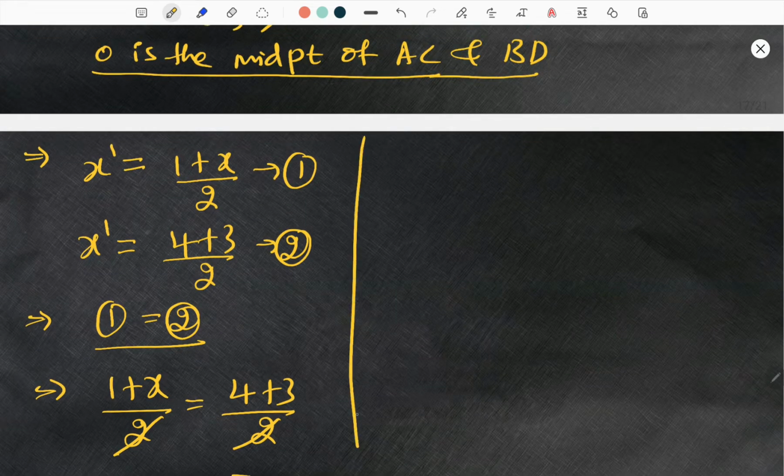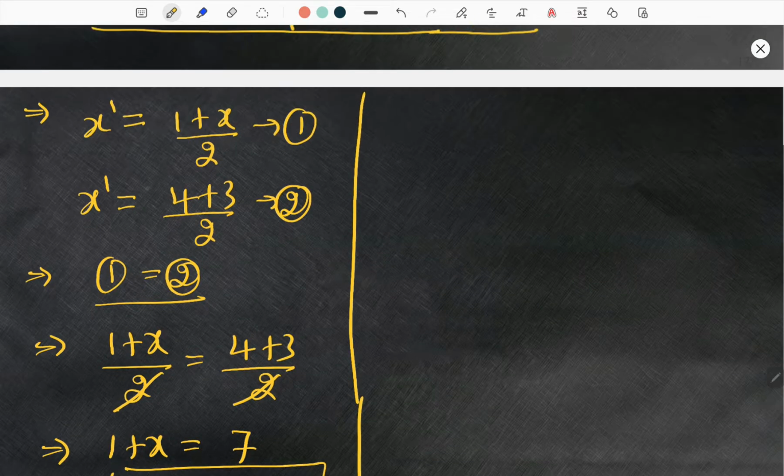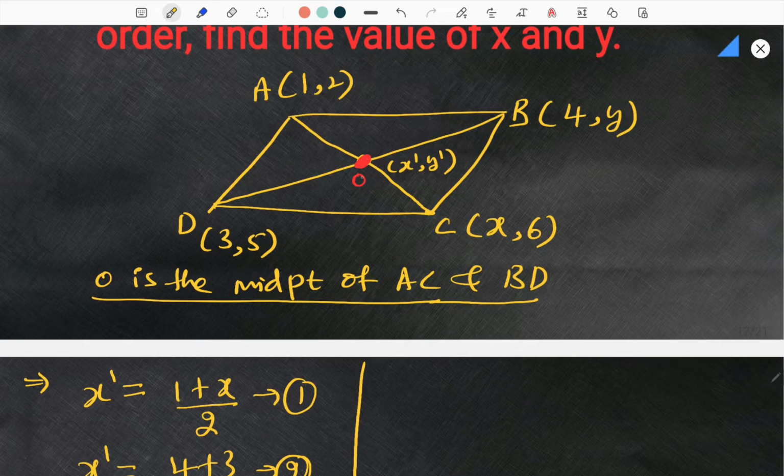Now similarly, you can go for y also. This is very important. I have done AC and BD with this value of x. Now if you go for y dash, what will be the formula for y dash from this AC? It becomes 2 plus 6 by 2. Let me call it equation number 1. You can solve this also. 2 plus 6 is 8, but I don't want to do that as of now. Now AC is over.